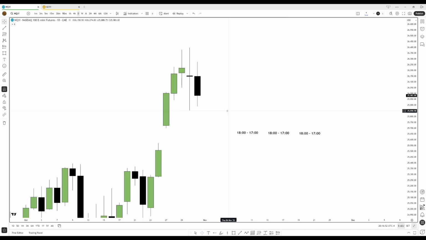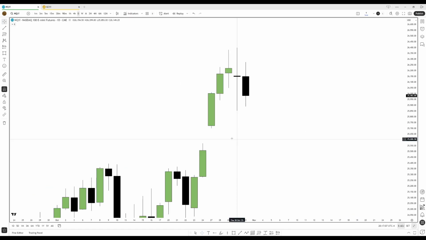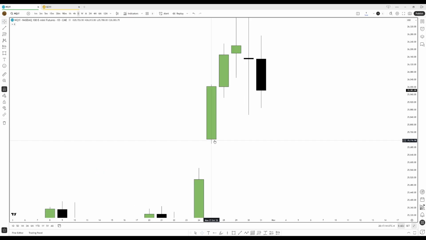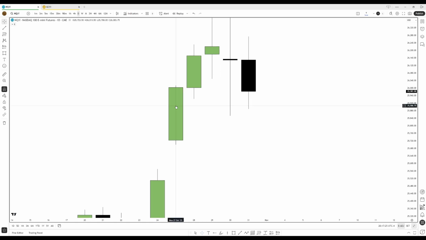So every day we look at the price action between 1800 and 1700, right? And that creates a new candle every single day. Yeah, so now opening price over here, can you tell me at what time it opened here on this bullish candle? We're looking for the open at what time?